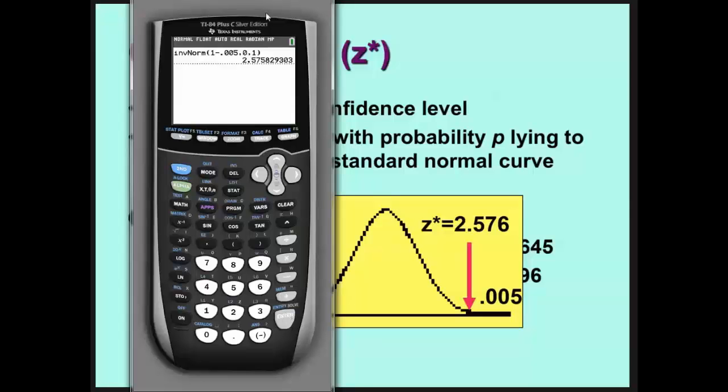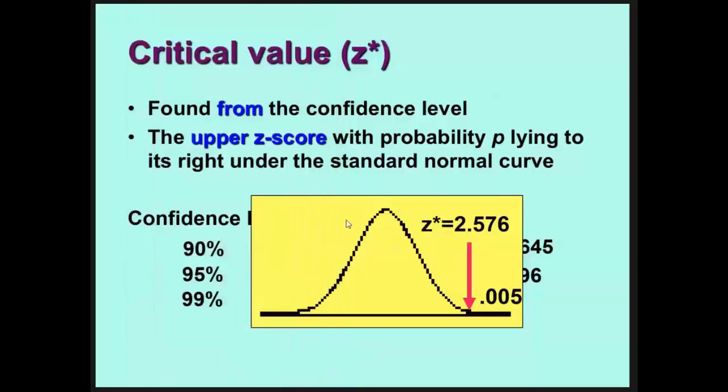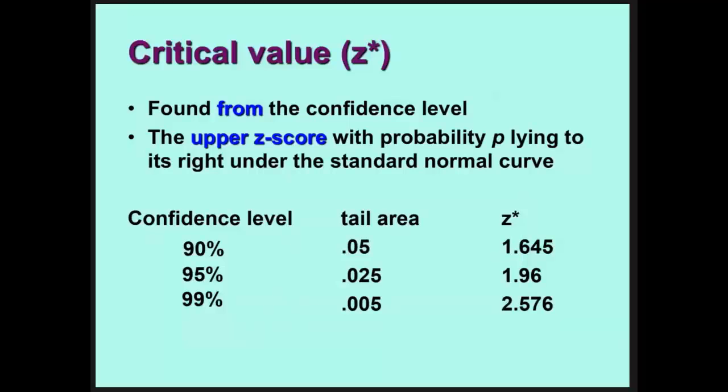I would just write down the three values because that's going to come up more often in this course, are those three numbers. So 1.645, 1.96, and 2.576 are the three main confidence level values.